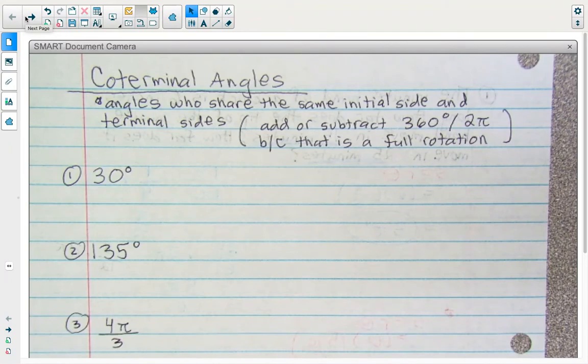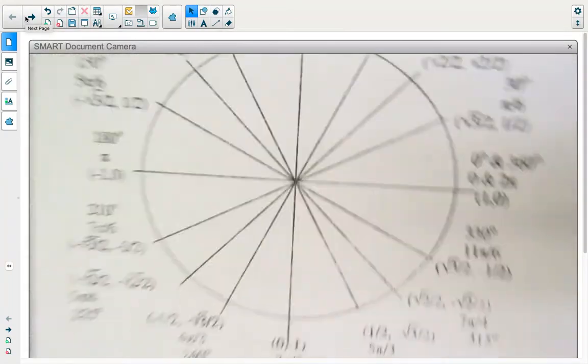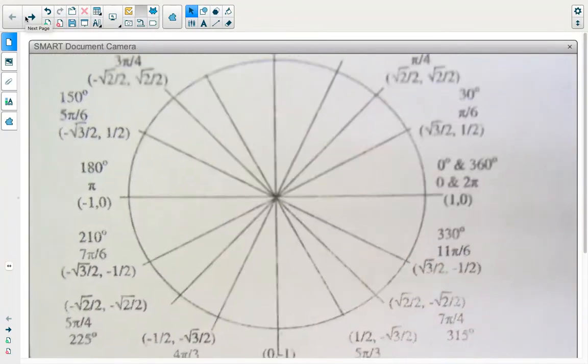So here we go. Coterminal angles: angles that share the same initial side and terminal sides. You will find a coterminal angle by just adding or subtracting a full rotation from where you're starting from. So if you start in degrees, you would add or subtract 360. If you start in radians, you would add or subtract 2 pi because that's how many radians are in a circle. So I'm going to pull up this unit circle again one more time, and then we'll get into just a few examples because you might not find these too bad.